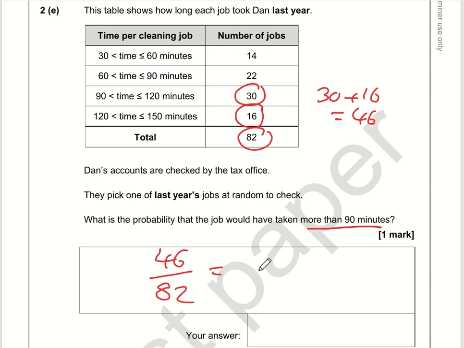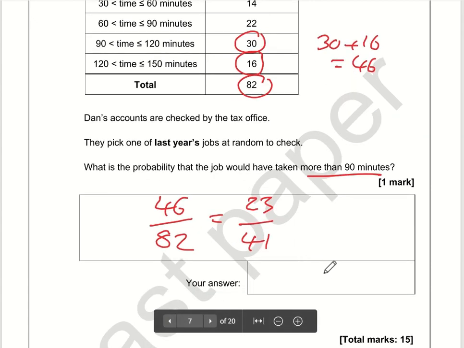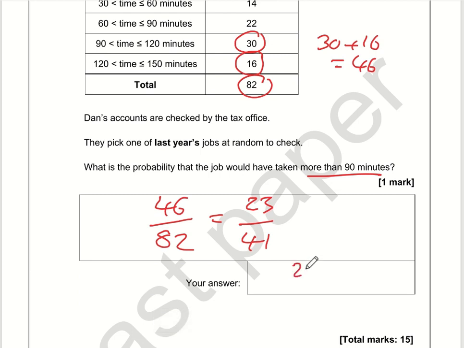Both of these numbers are even, so we can simplify the fraction by dividing top and bottom by 2. Top divided by 2 is 23, and the bottom divided by 2 is 41. Both of these numbers are prime numbers, so the fraction cannot be simplified anymore, so that is our final answer: 23 over 41.